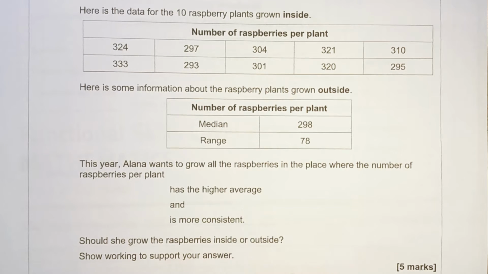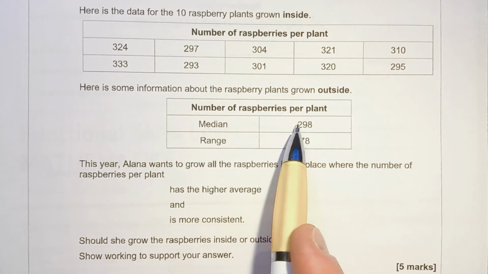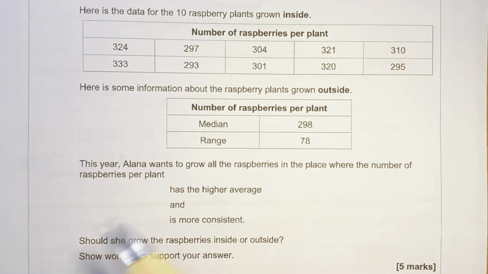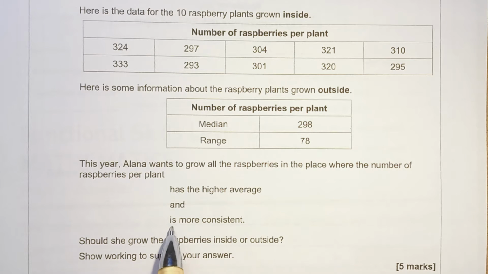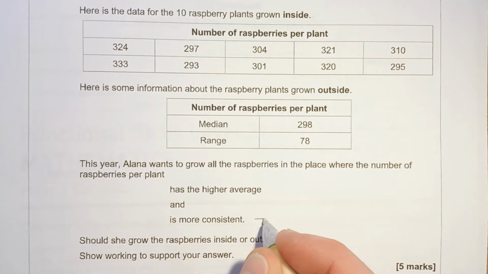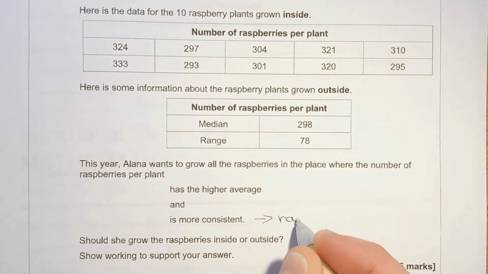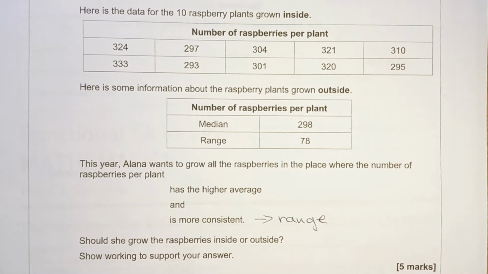The averages could be the mode, the median, or the mean. They've given us the median for the outside ones, so I think it'd be good to be consistent with that and work out the median of these for inside. Now, what they mean by "more consistent" is that the number of raspberries on a plant doesn't change so much. So the consistency can be worked out by using the range. Whichever's got the smaller range is going to be more consistent, because there's less change or less variation.